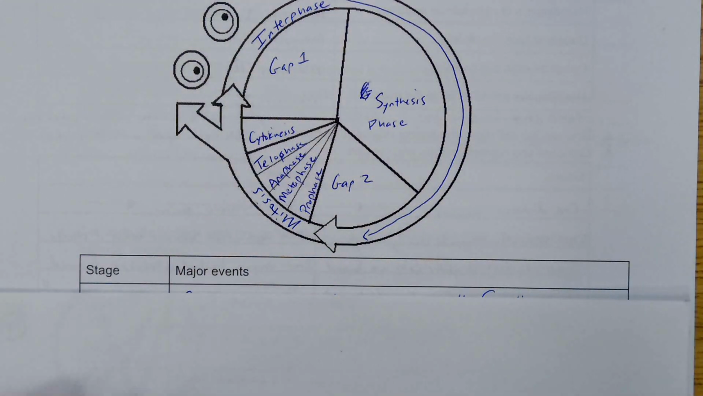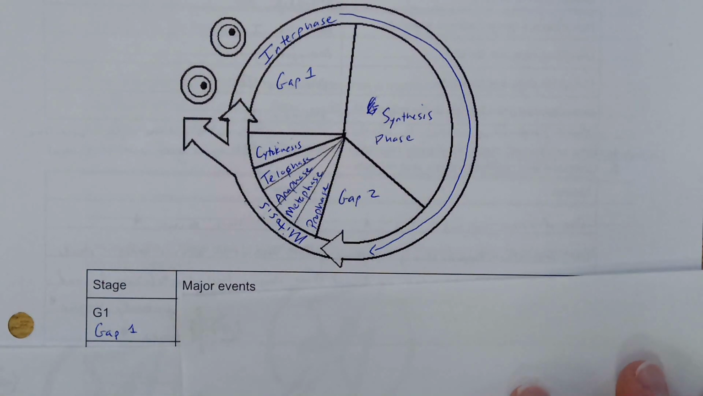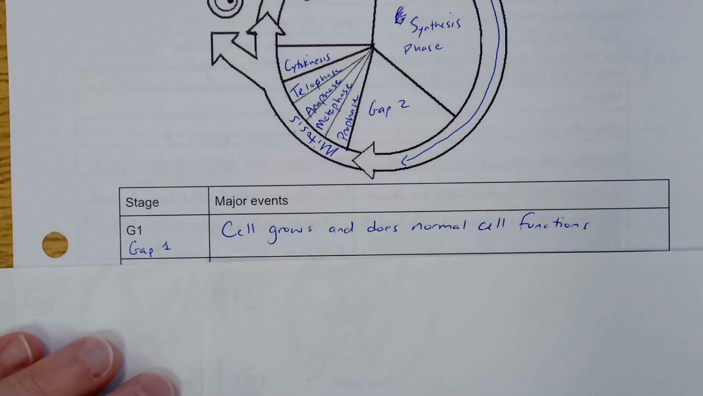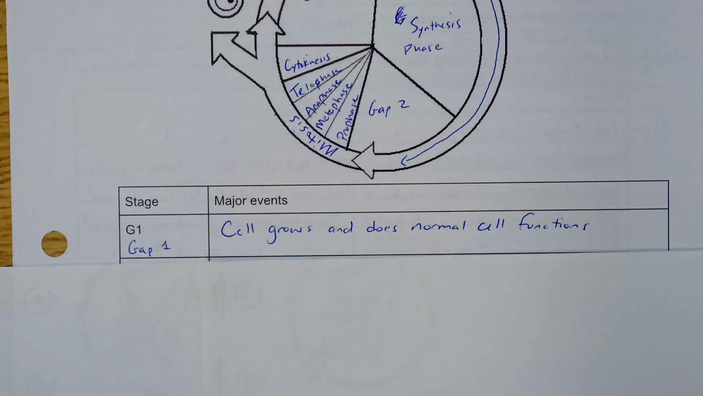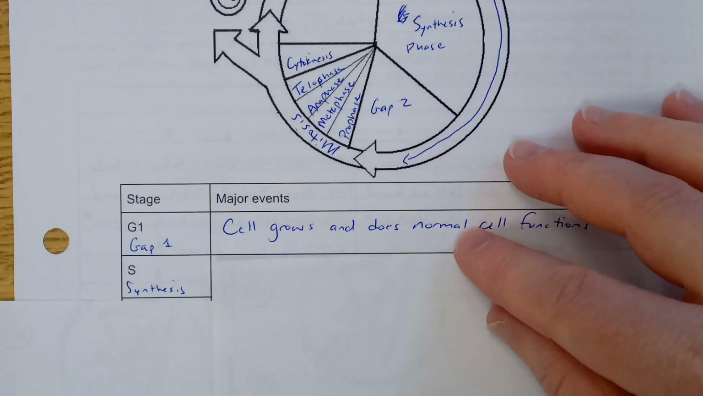And so the first major event that we have is going to be the G1 phase, okay, gap 1. And so the gap 1 phase is going to be that the cell grows and does normal cell function. So the cell is just doing its normal life, okay? If it's a heart cell, it's doing heart cell stuff. If it's a lung cell, it's doing lung cell stuff. And then, for the next step, we have the S phase.